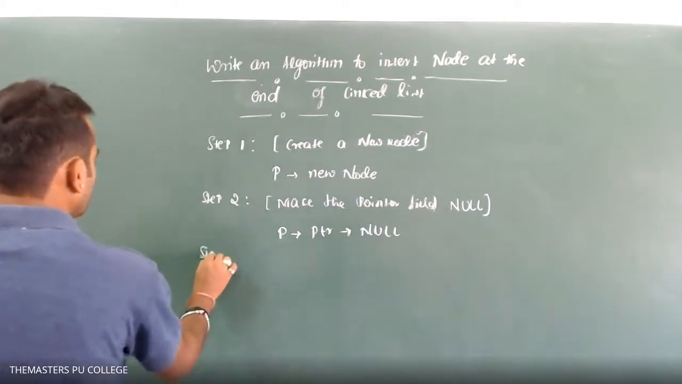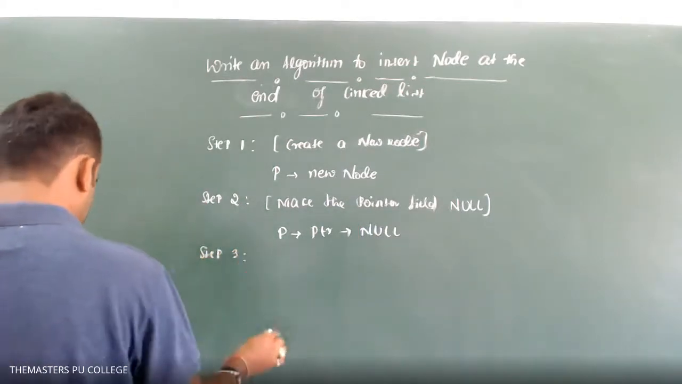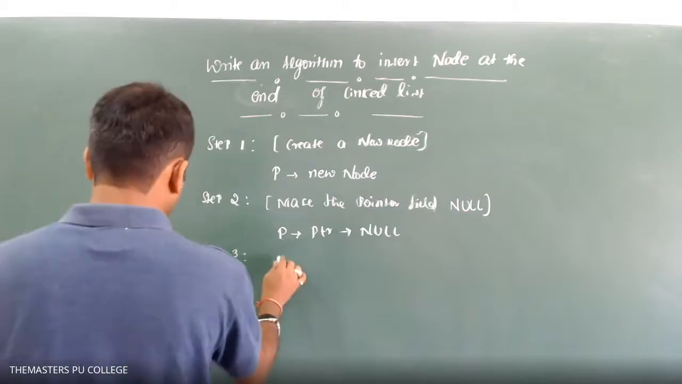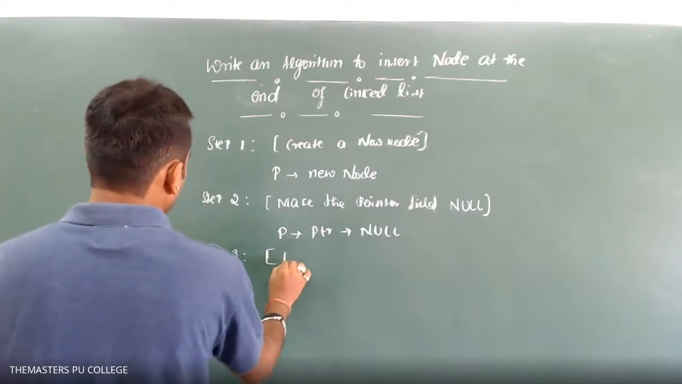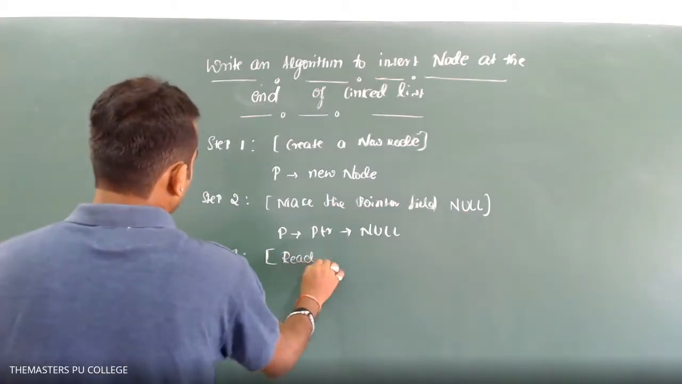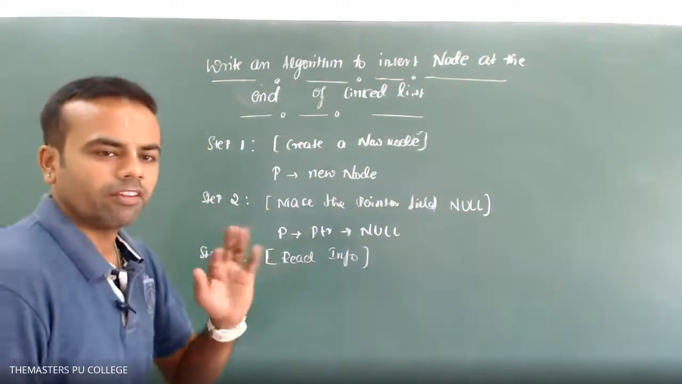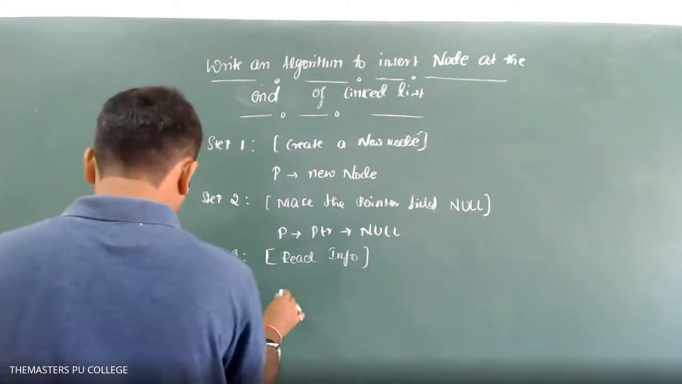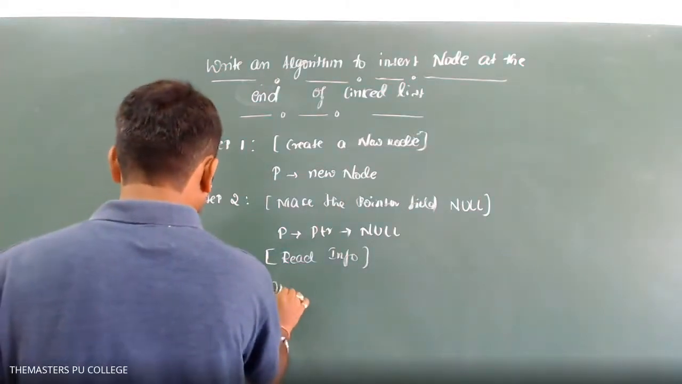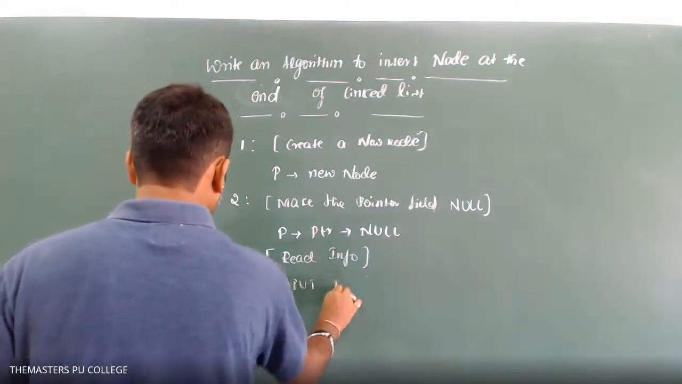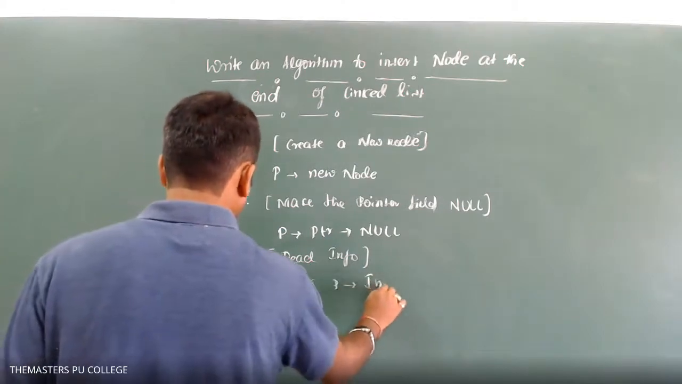Next, step number 3. What is step number 3? Read information. So the first part of the node should read the information. So input P of information.